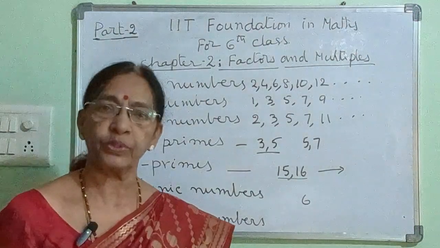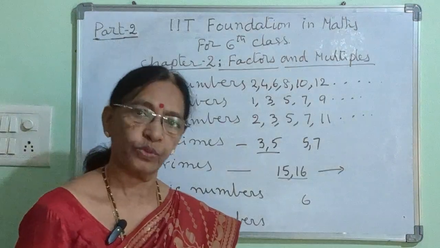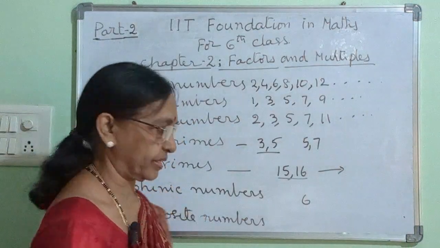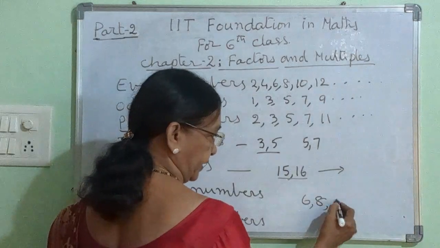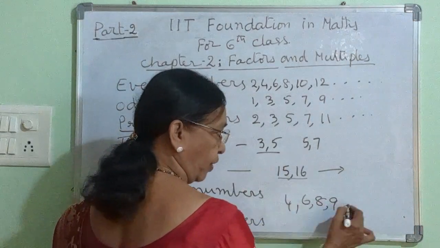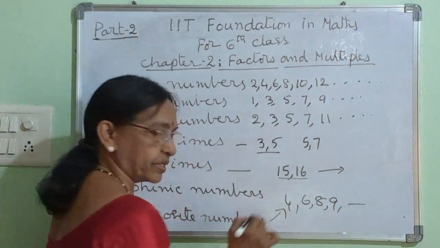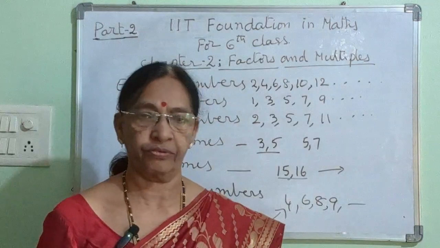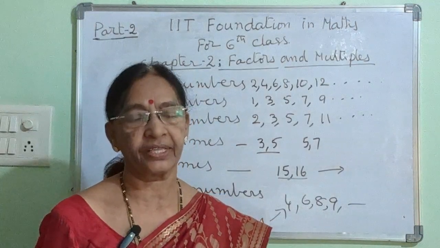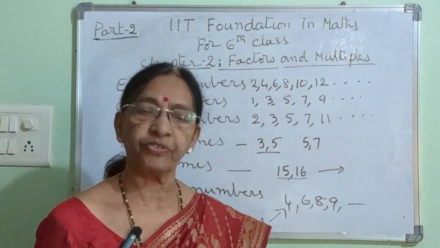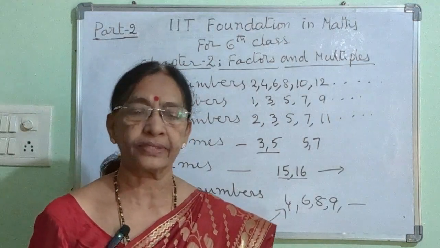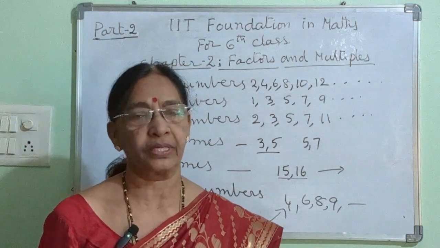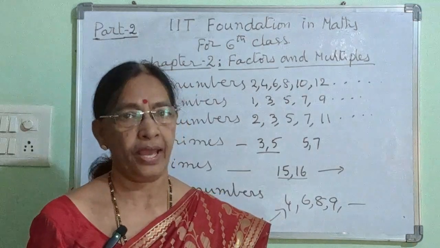Composite numbers. Composite numbers are the numbers which have more than two factors. For example, 6, 8, 9, 4, all these are composite numbers. So now we will see a method to find the prime numbers between 1 and 100, or prime numbers below 100. There are exactly 25 prime numbers below 100.